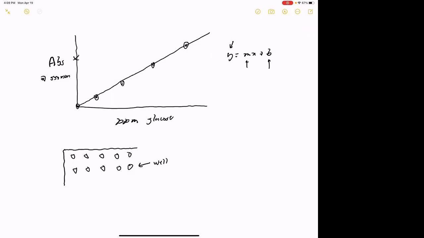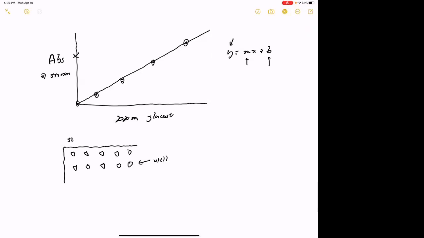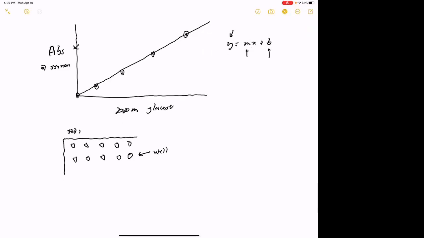Okay, you could also do the same for your unknown. Now, why is that important? Well, because it allows us to get reproducibility. So now, if I have, for example, for standard 1, 5 different wells, and I could measure all 5 of those simultaneously using the plate reader, now I've got 5 independent measurements of standard 1.